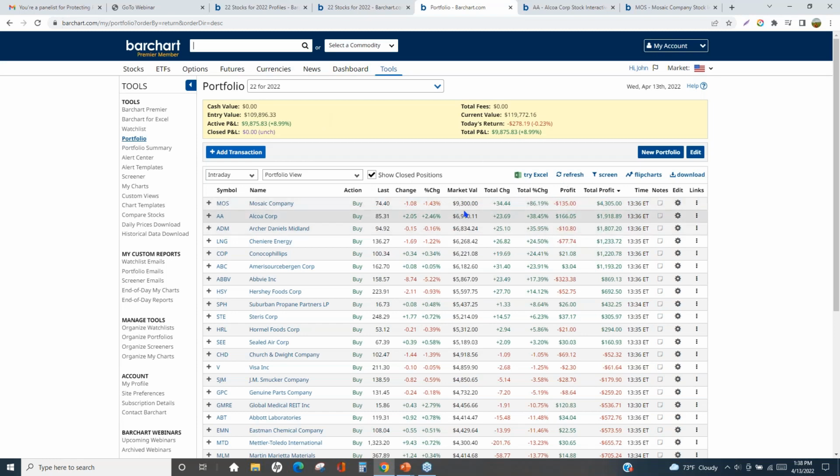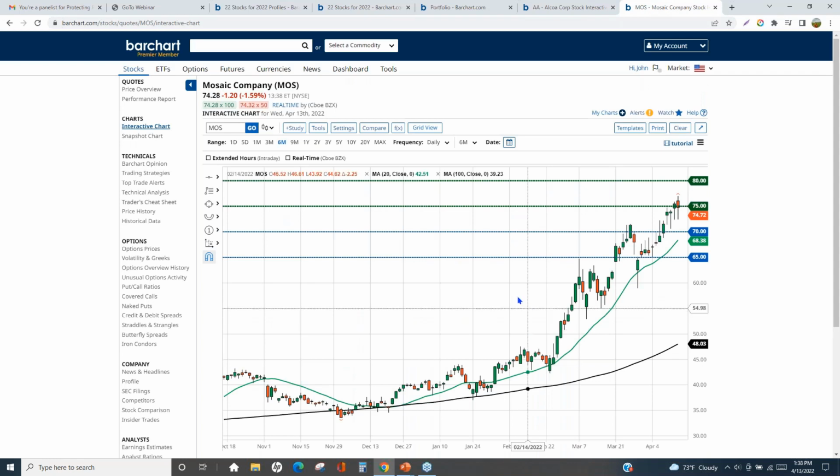But you can see Mosaic is almost up $9,300, almost double what we put in. And so it is a significant part of our portfolio. So this would definitely be one of those candidates we want to start looking for ways to lock in some of these profits. Okay, so again, here's our chart.